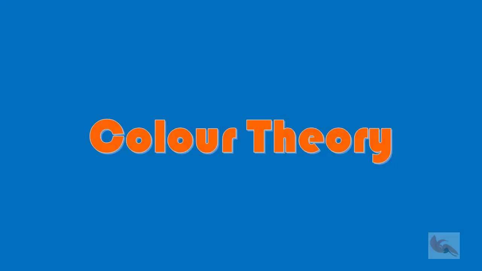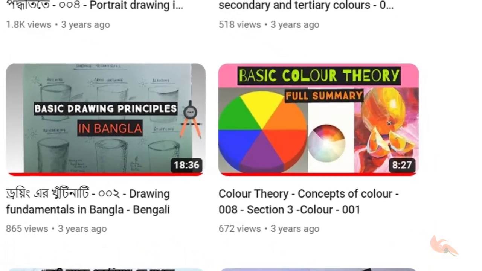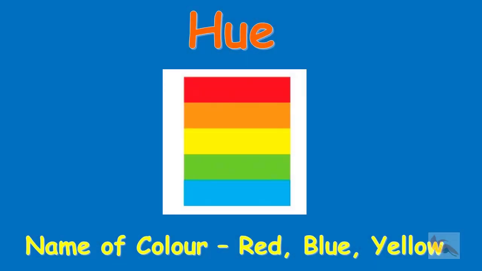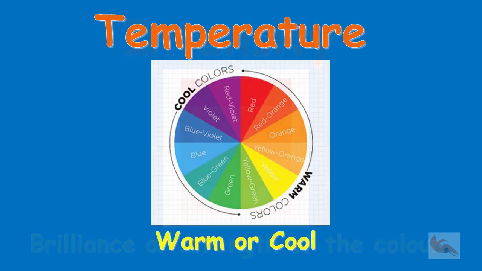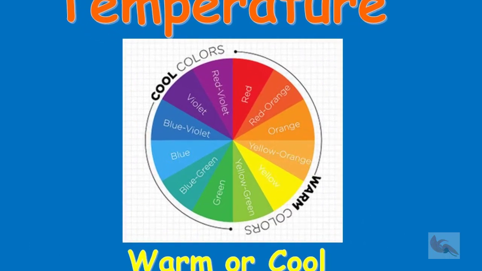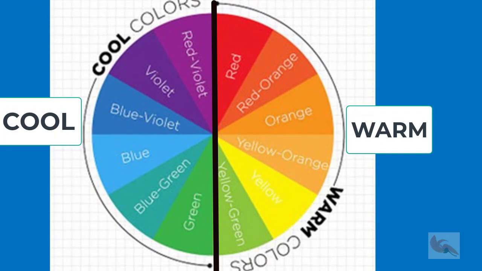We will have a quick recap of color theory. If you are not sure of the color theory, you may please watch my video on color theory first. Hue is the name of a color, like red, blue and yellow. Intensity is brilliance or strength of the color, how dull or how bright the color is. Temperature is warm or cool. If a color is a bit orangish, it is warm, and if it is bluish, it's cool.